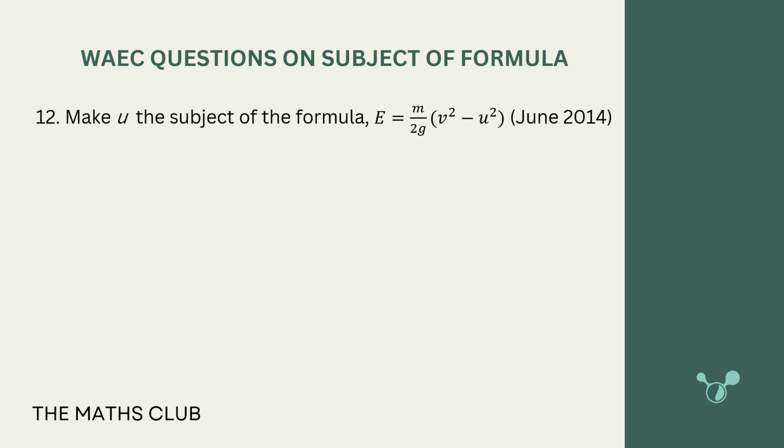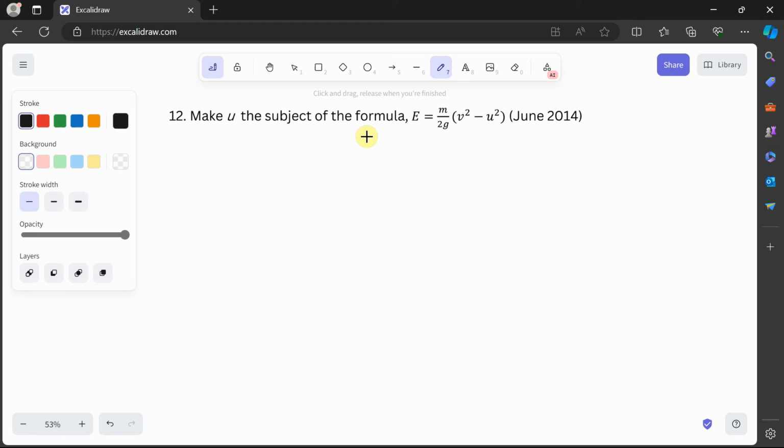And the last question is taken from June 2014. It says that we should make U the subject of the formula E is equal to M over 2G open brackets V squared minus U squared, close brackets. I want you to pause the video and try this out yourself. Welcome back. Let's solve it together. So what do we have?